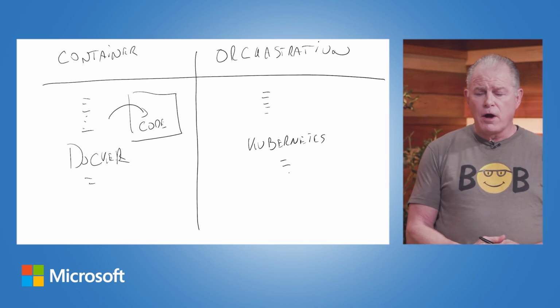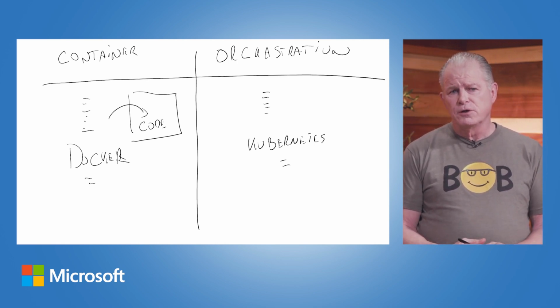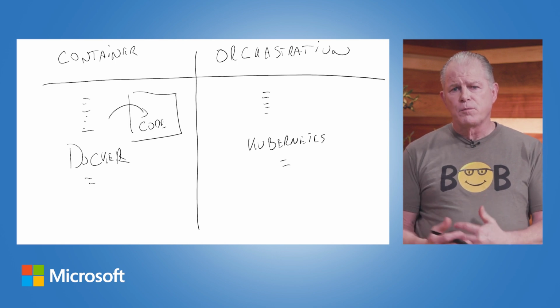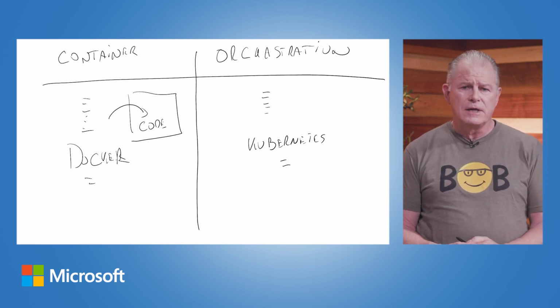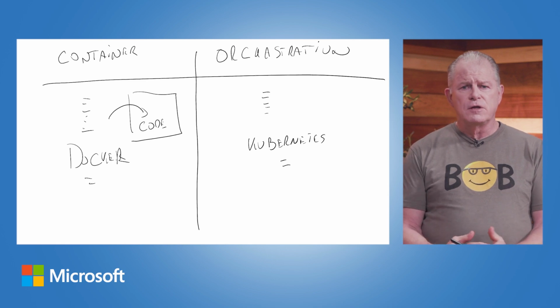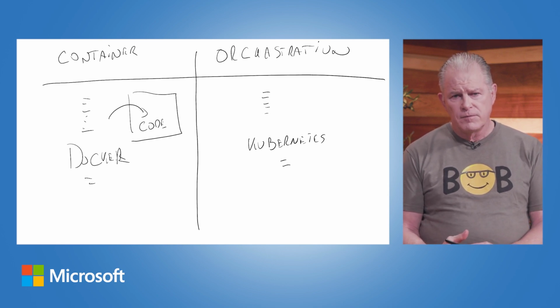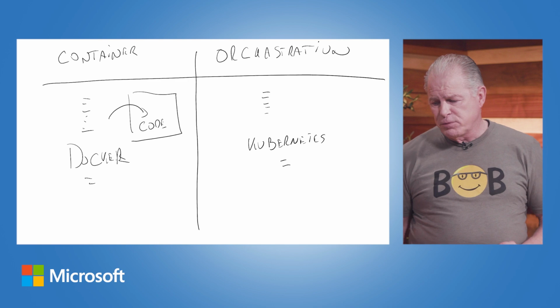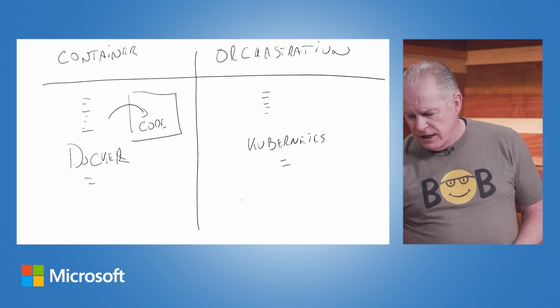Docker even has their own product called Swarm that they try to get people to use. But people have gone to this open source, of which Microsoft is one company, that is contributing to the orchestration of your containers. Now, what Kubernetes provides for you is very similar to a Docker container.